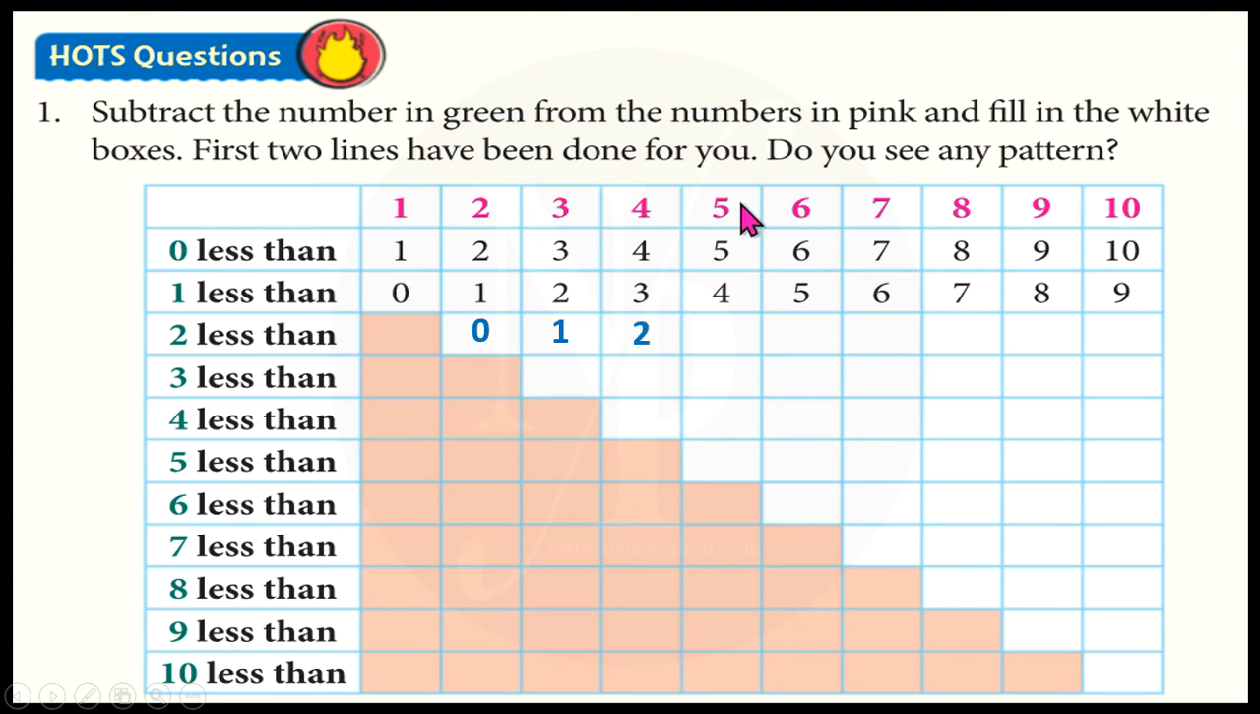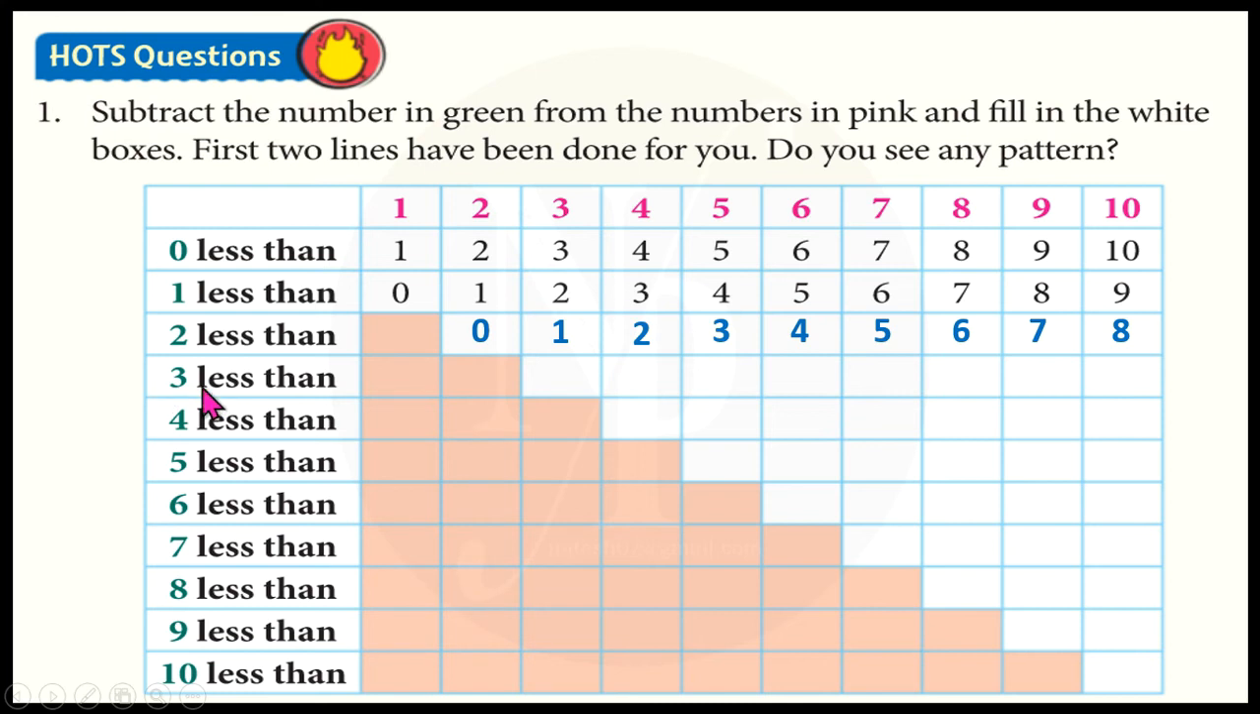2 less than 5 is 3. Write 3 here. 2 less than 6 is 4. 2 less than 7 is 5. 2 less than 8 is 6. 2 less than 9 is 7. 2 less than 10 is 8. So this is how we fill these boxes by writing the answers.